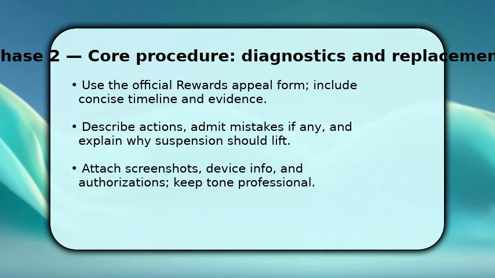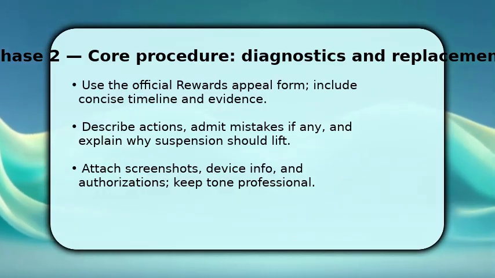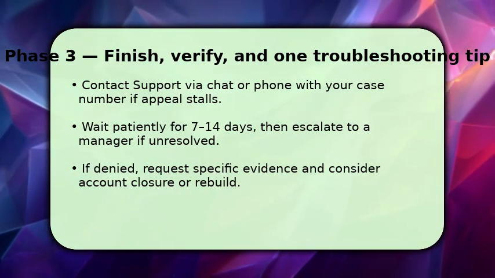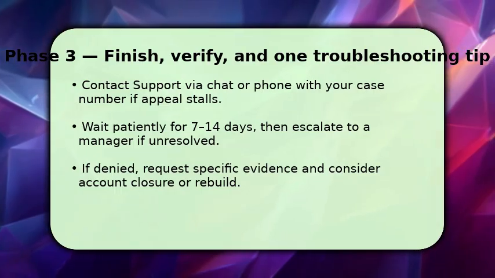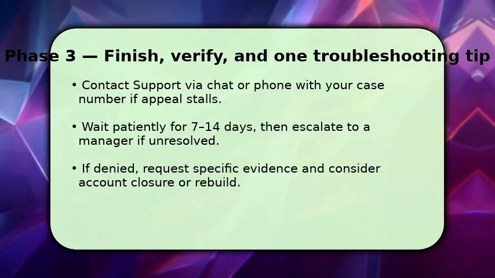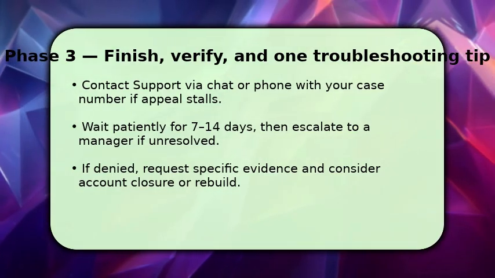Once submitted, note the case number and expected response window, and prepare to follow up if you don't hear back in the stated timeframe. Finish by proactively following up and troubleshooting so the case moves. If you don't receive a timely reply, contact Microsoft support by chat or phone and provide the case number. Ask for the appeal status and next steps.